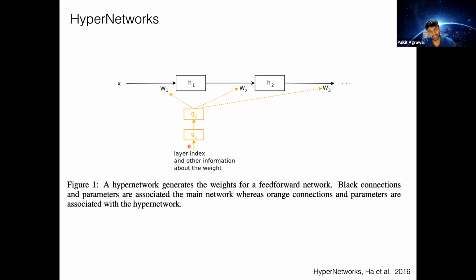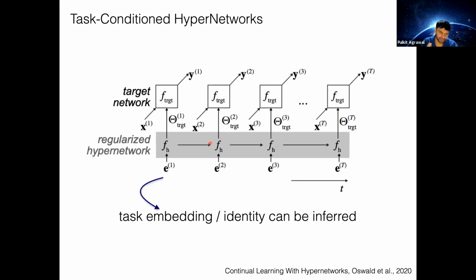So I have a second network which predicts the weights of the first network, and then we train both the networks using SGD. Right? That's the high level idea of hypernetworks. Now, there is a whole line of work which is looking at how can we learn these task conditioned hypernetworks. And what do I mean by this?